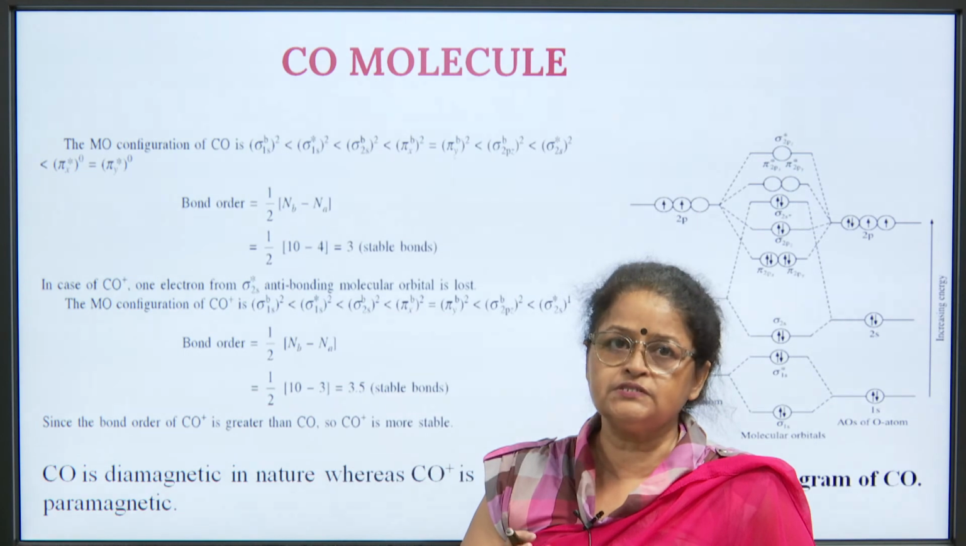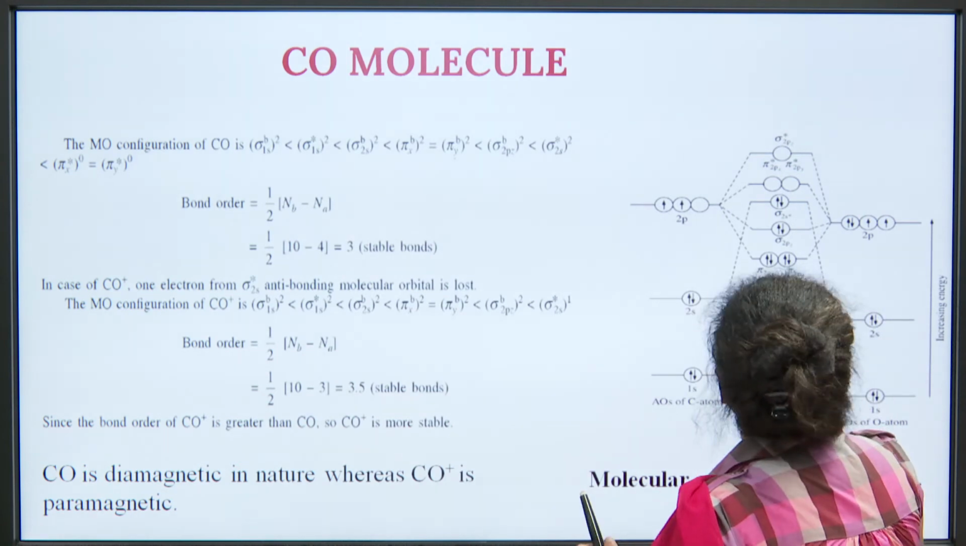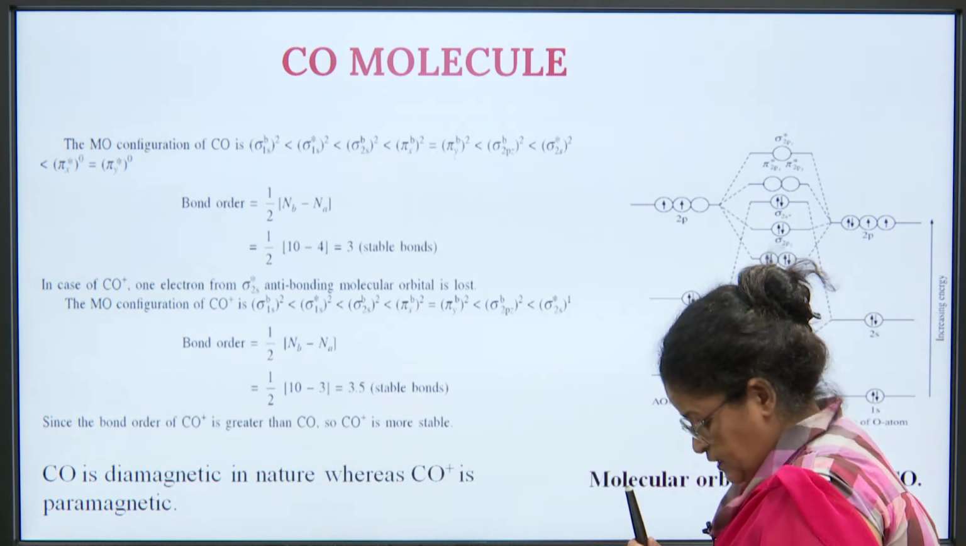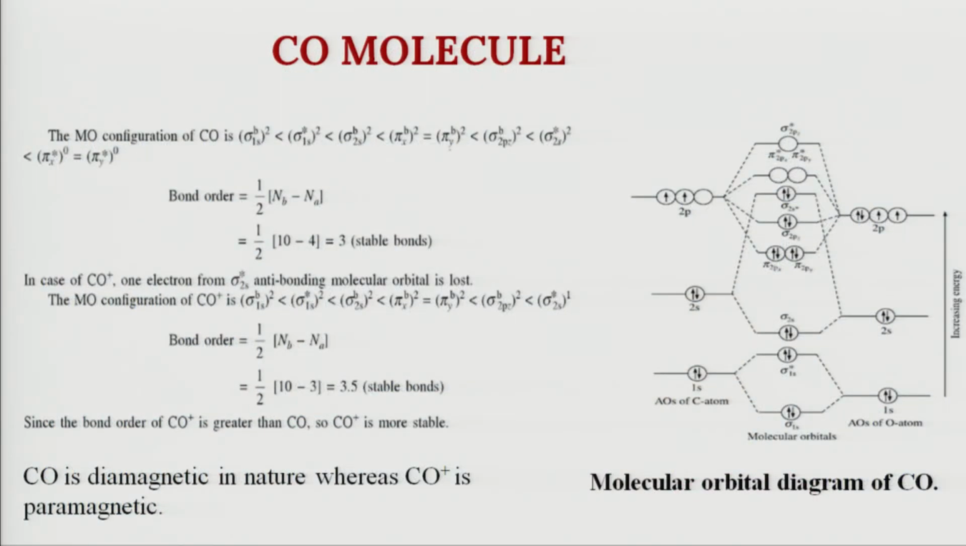Now, the next molecule is the CO molecule. Now, let us have a look at the CO molecule. Carbon has 6 electrons, oxygen has how many electrons? 8 electrons. In all, it has how many? 14 electrons. So, let us fill it up. Let us fill up the MOs for it, and try to find out its bond order.